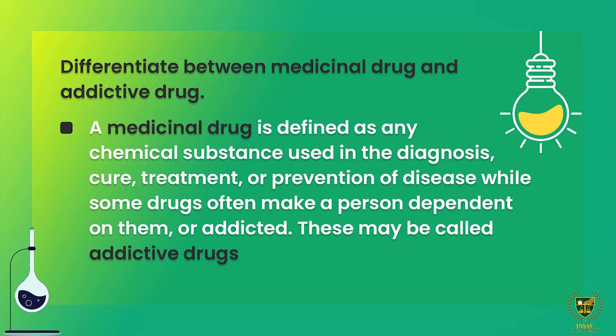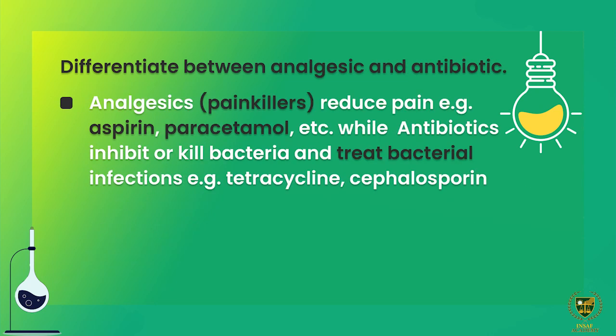Here is another question. Differentiate between analgesic and antibiotic. So, dear students, analgesics are painkillers. They reduce the pain. For example, aspirin, paracetamol, etc. While antibiotics are the chemicals or substances which inhibit or kill bacteria and treat bacterial infections. For example, tetracyclines, cephalosporins, sulfonamides, etc.